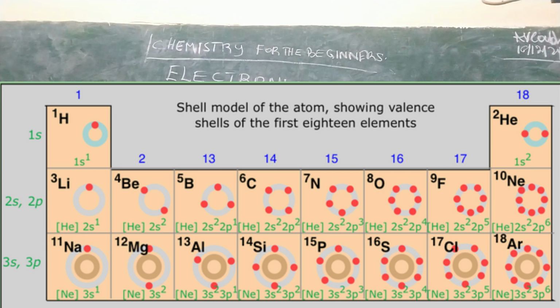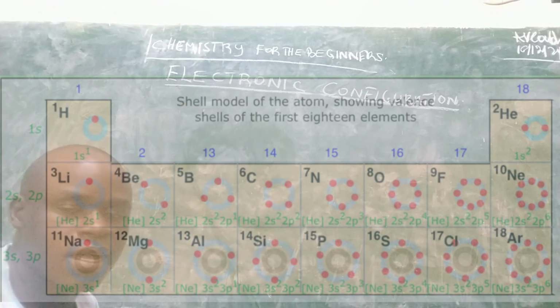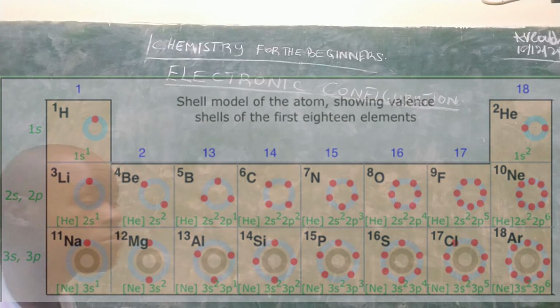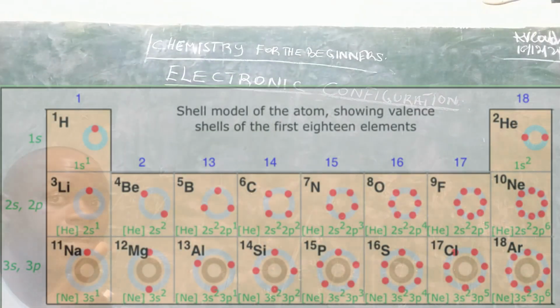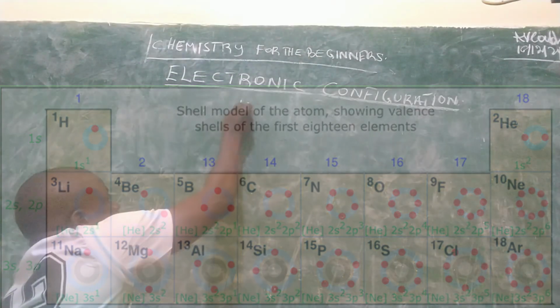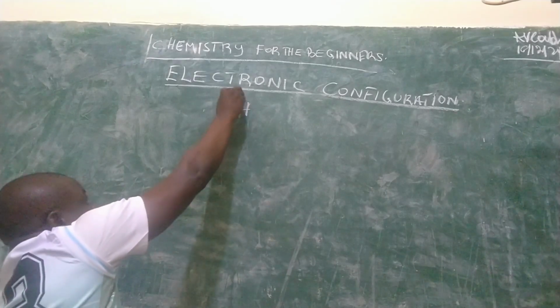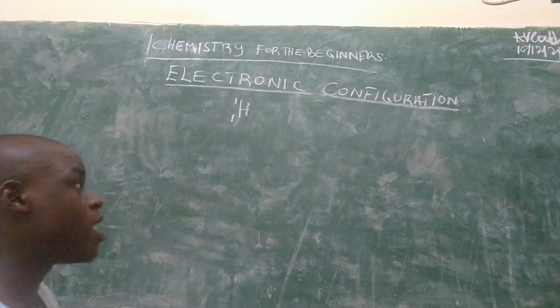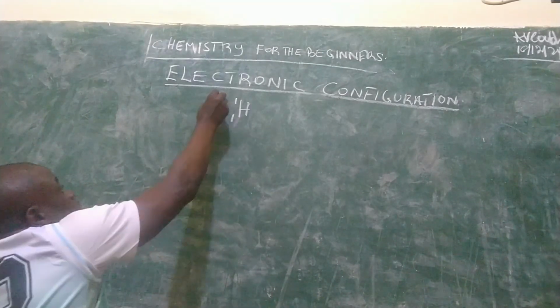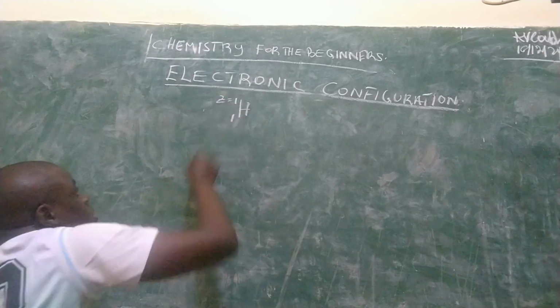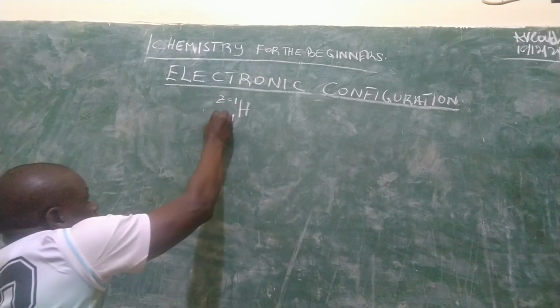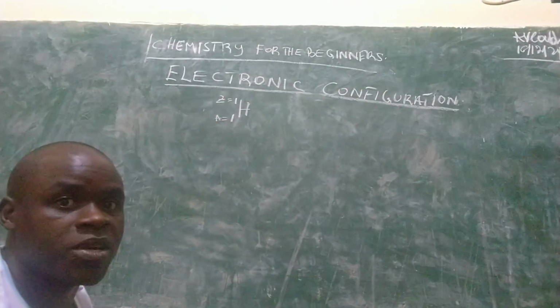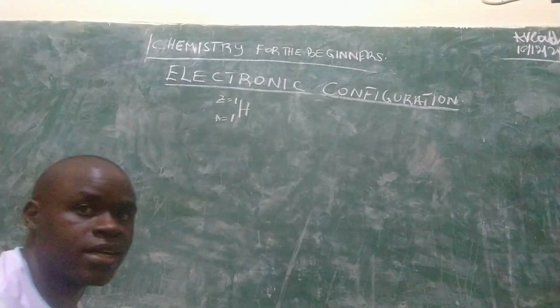Let us see how we do configuration. Configuration depends on the number of electrons. For example, if we say electronic configuration of hydrogen, you know that hydrogen has atomic number 1, and also the mass number it has 1. Here Z stands for the atomic number, and here A is the atomic mass.